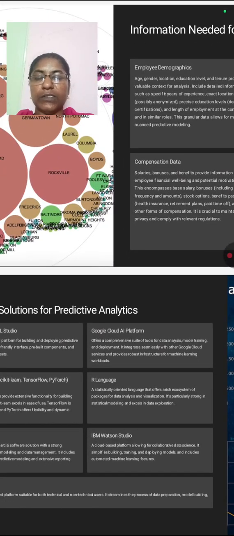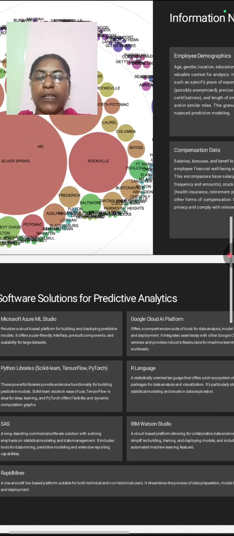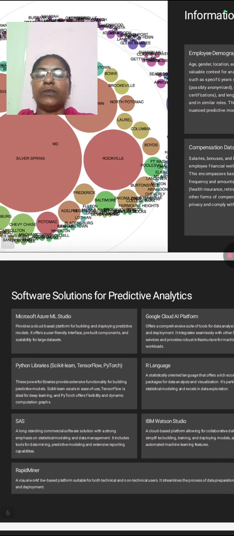Another one is the solutions for predictive analysis. One is Microsoft, using Microsoft Analysis Studio, and Google tools, and other software languages like Python, R languages, and IBM. These are different software solutions for predictive analytics.